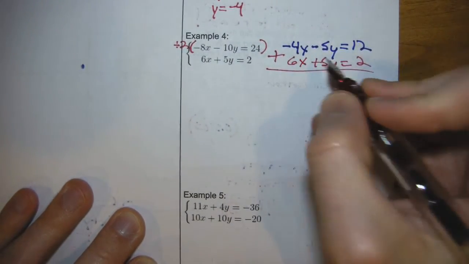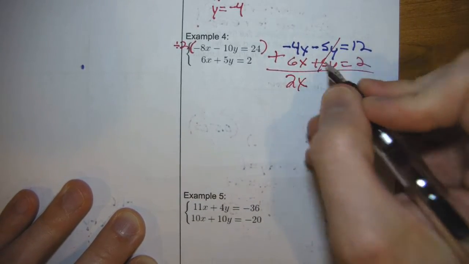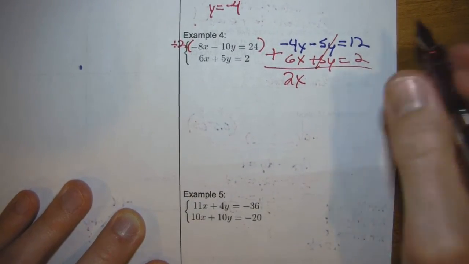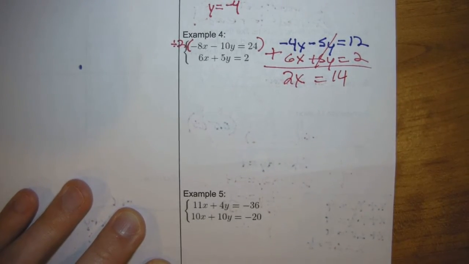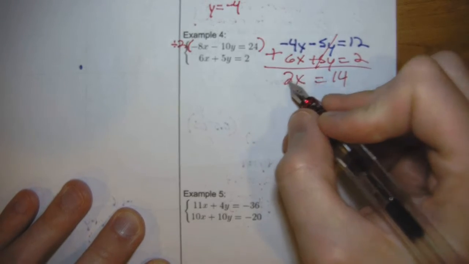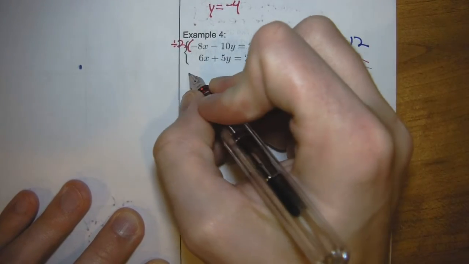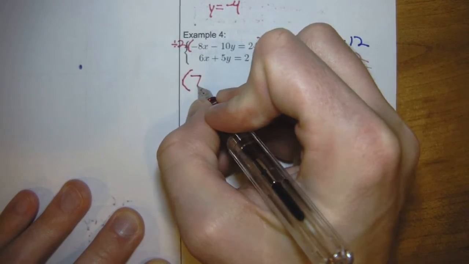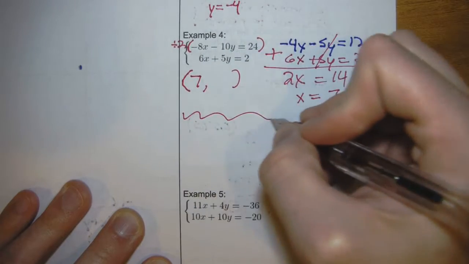Cool. Well, negative 4 plus 6x, that would be 2x. The 5s cancel out, negative 5, positive 5, who cares? And then over here, 2 and 12 make 14. Looks good. So what number multiplied by 2 gives me 14? Well, that means x has to be 7. Cool. So let's start writing our solution. We know that x is 7. The question is now, what is y?